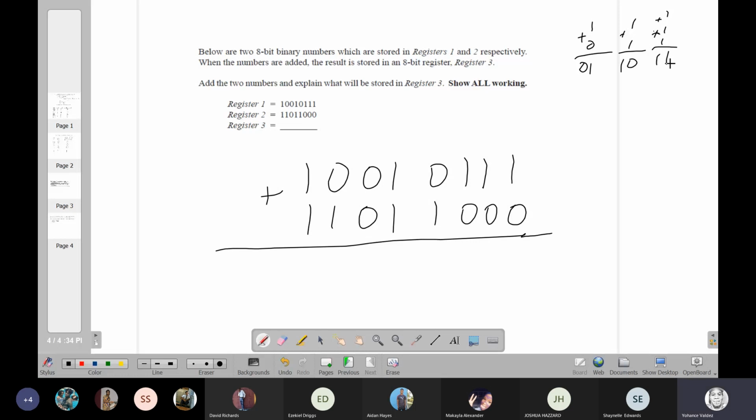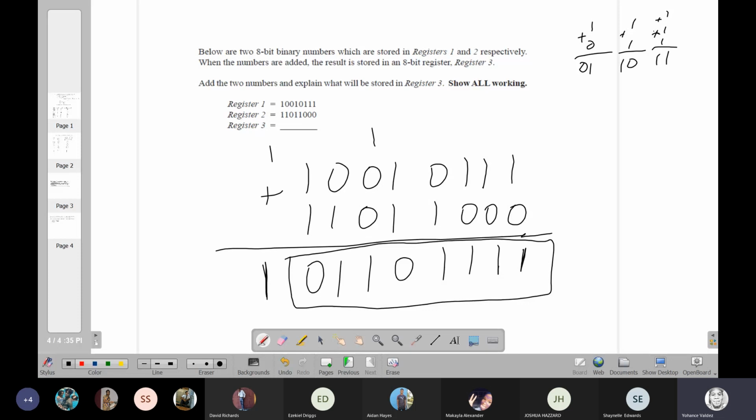So let's do the binary addition for this one. All right, so 1 plus 0 is of course 1. 1 plus 0 is 1. 1 plus 0 is 1. 0 plus 1 will give us 1. 1 plus 1 will give us 1 0. 1 plus 0 is going to give us 1. 0 plus 1 will give us 1. 1 plus 1 will give us 1 0. So we'll end up with an extra 1 here.